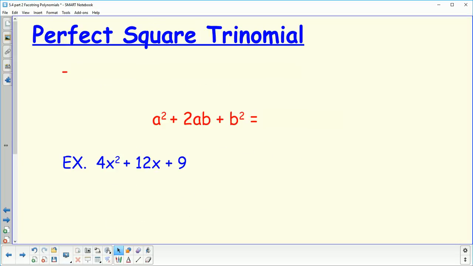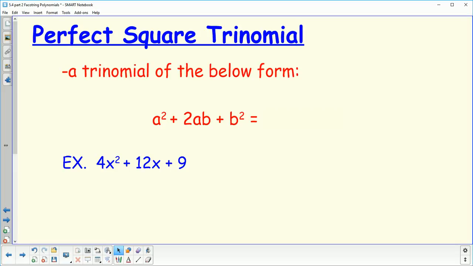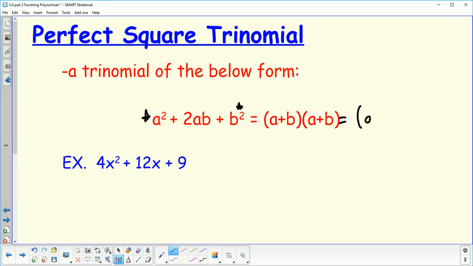The next one is what is called a perfect square trinomial. That's when we have it in the form a squared plus 2ab plus b squared. Again, these two pieces are the most important, and that third one is just going to check it for you. And we're going to get a plus b times a plus b. It's called a perfect square trinomial because these two are the same, and in fact we could rewrite it as a plus b squared.